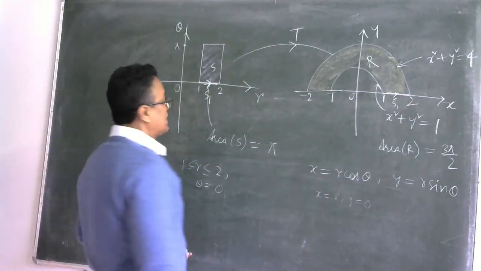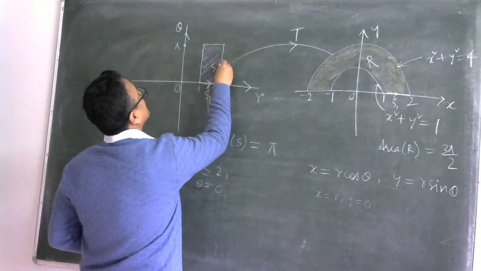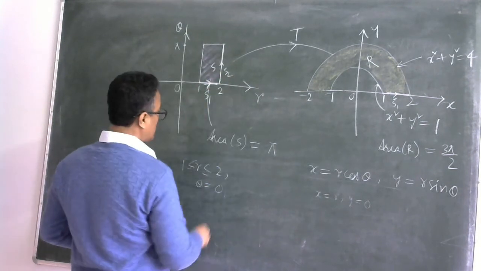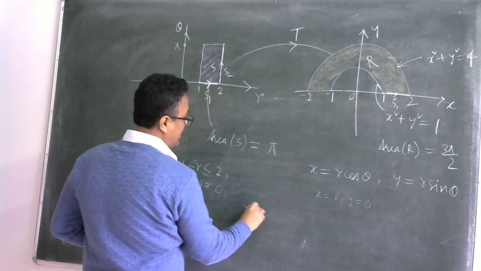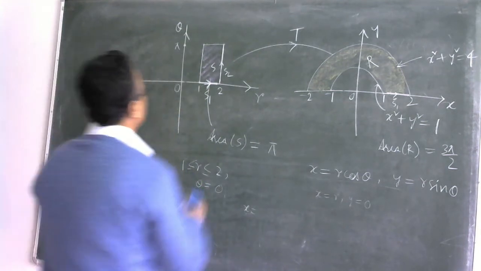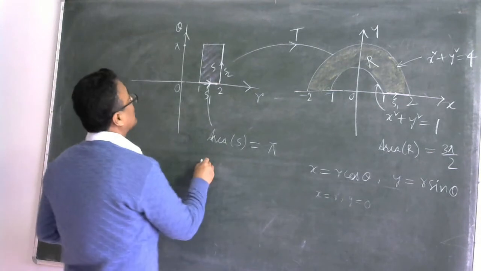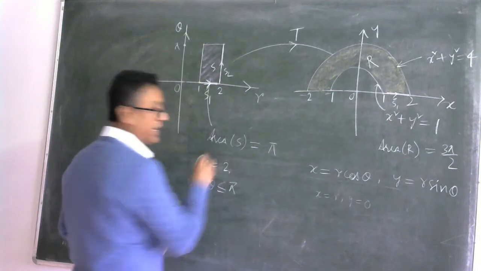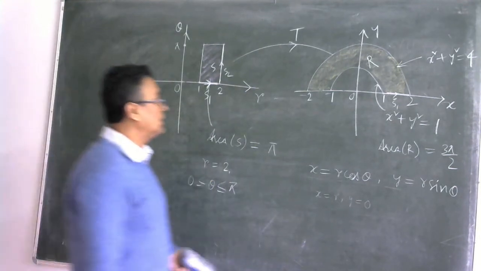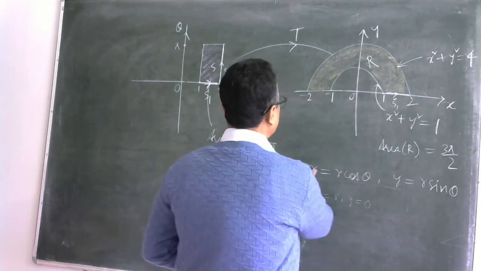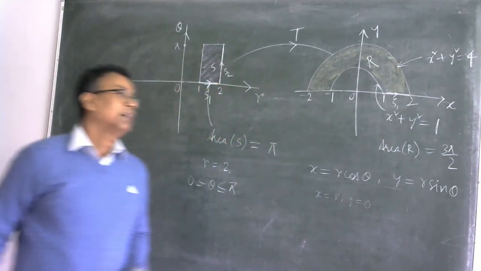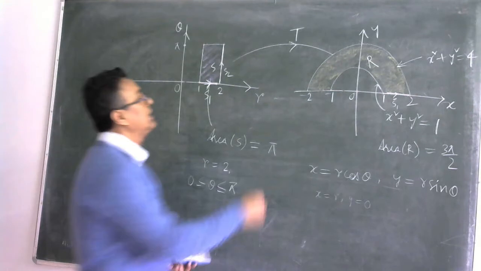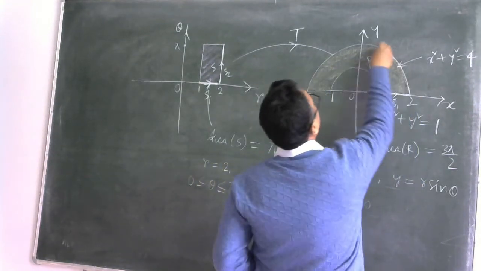Similarly, if you now consider this boundary, let me call it S2. For S2, your r is equal to 2 and theta varies from 0 to pi. So this is simply going to be x equal to 2 cos theta, y equal to 2 sin theta. As you vary theta from 0 to pi, it is going to generate this semicircular arc.